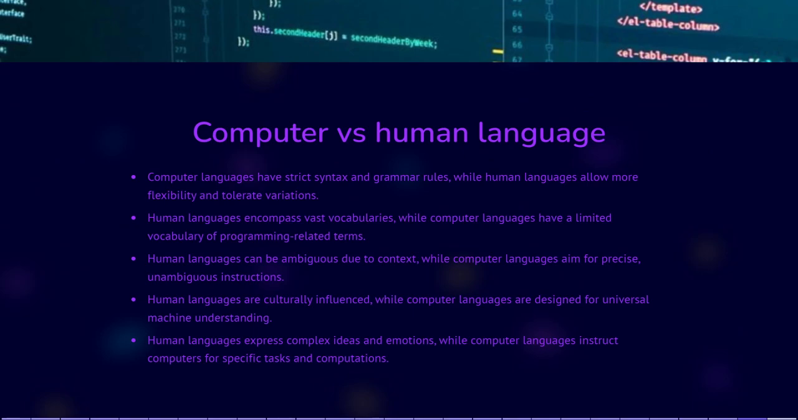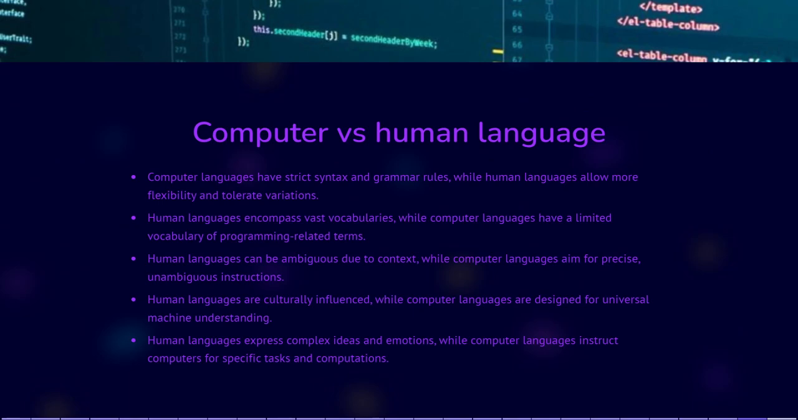Human languages have vast vocabularies, often consisting of thousands or even millions of words. Learning and understanding all these words and their meanings can be challenging. In contrast, computer languages have a more limited vocabulary, with specific terms and keywords related to programming concepts. Human languages can be ambiguous, with words or phrases having multiple meanings depending on the context. This can make understanding and interpreting language more complex. Computer languages strive to minimize ambiguity by having precise and unambiguous instructions.